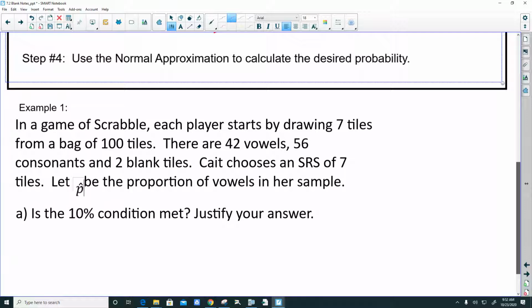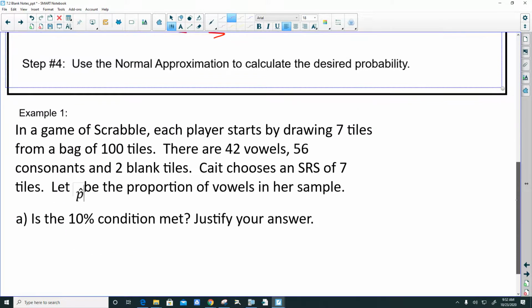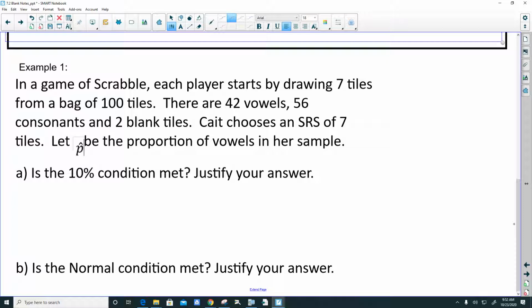Okay, so we're going to try to work through just 2 problems here that'll bring this video to a close. This is in a game of Scrabble. Each player starts by drawing 7 tiles from a bag of 100 tiles. As I'm reading through these problems, there's generally a lot of numbers they throw at you, so I like to label the information they give you off to the side here. So they're telling us there are 100 tiles in the bag total. I'm going to use a capital N to describe that. Capital N is the variable we use to describe the number in the population.